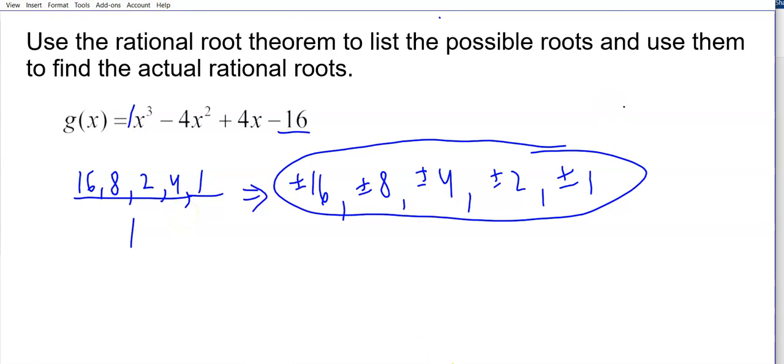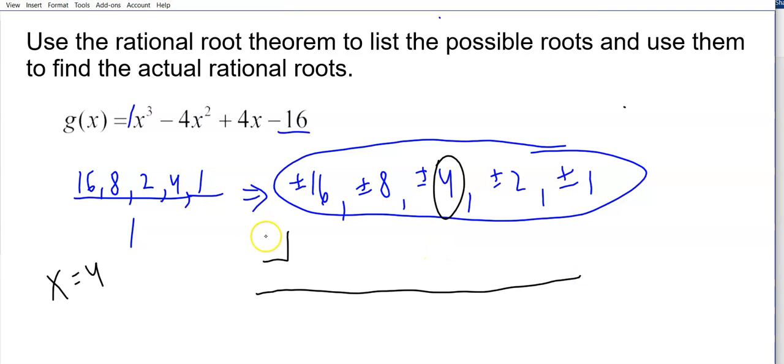So we found one of them is 4. So I know there's a solution at x equals 4. When you find one, what I would do is combine what we learned the other day. So let's synthetically divide that out. I know there's a solution at 4. My coefficients here are 1, -4, 4, and -16. The nice thing is I know the remainder is going to be 0 because I know that's a solution.